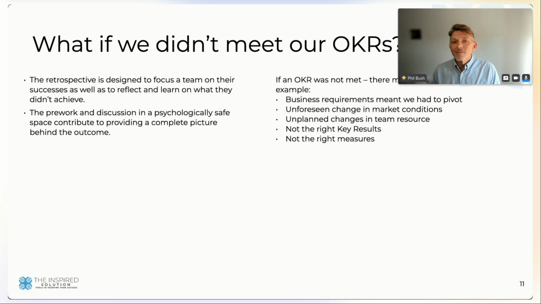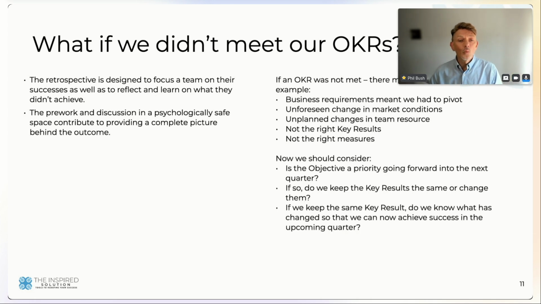If we haven't met our objectives or our key results, we have some logistical decisions to make about the objective, if it's still a priority as we go into Q4. So we need to consider, if it's a priority, do we carry it over? Do we keep the same key results? Do we change the key results? If we keep the same key results, what we need to reflect on is, are we in a better position now to meet those key results if we didn't meet them in Q3? Do we know what's changed?